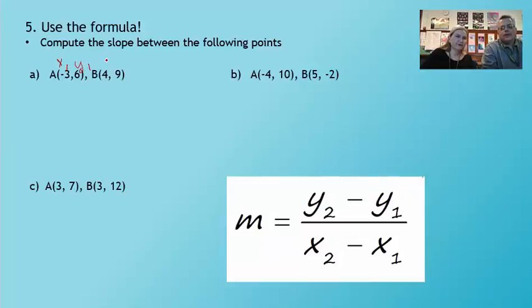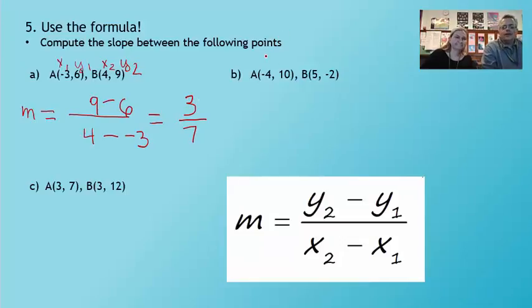For my first point, I have x1, y1. And for my second point, I have x2 and y2. Okay. So to calculate the slope, let's plug into the formula. So m equals 9 minus 6 over 4 minus -3. We have to be careful with that negative so we don't lose any negatives. So, 3/7. And it doesn't reduce. We're done.